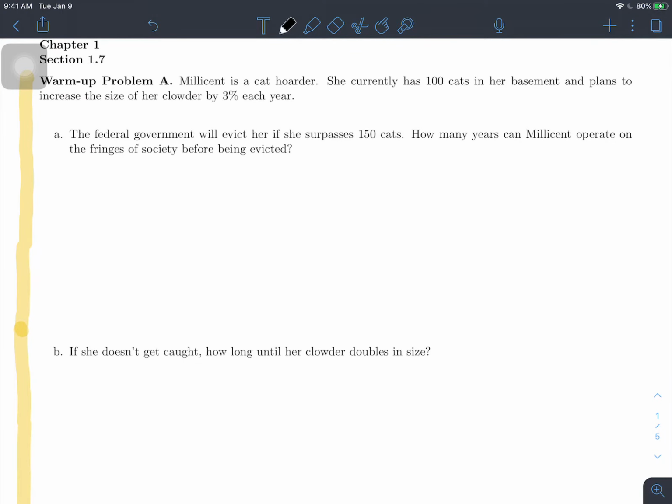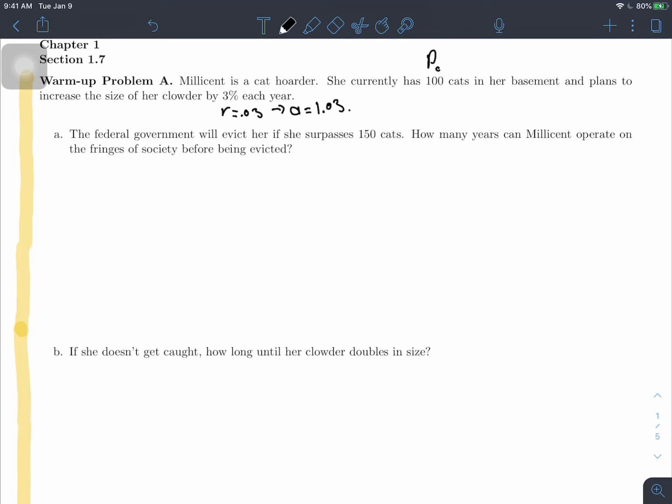Okay, so Millicent is a cat hoarder and she currently has 100 cats in her basement and plans to increase the size of her clowder by 3% each year. So this is telling us that P naught is going to be 100, and this is telling us that R is 0.03, which means that A is going to be equal to 1.03. Okay, that's our initial information.